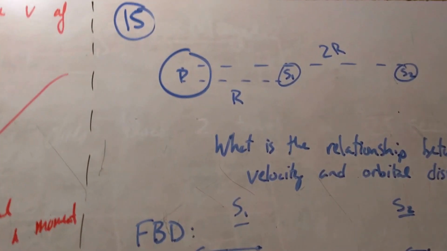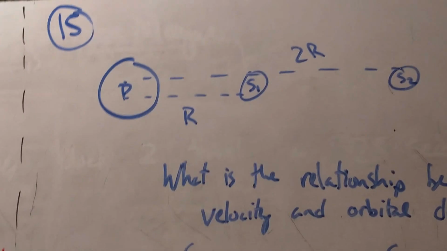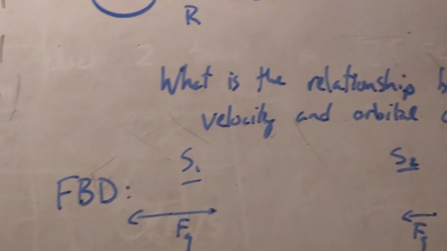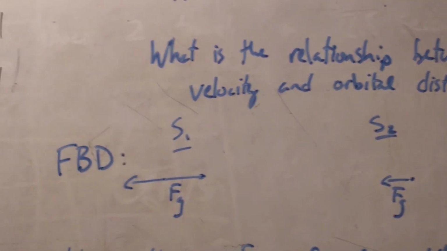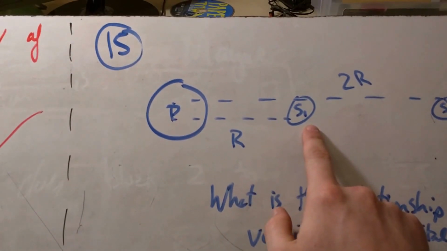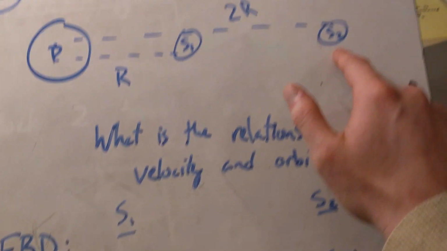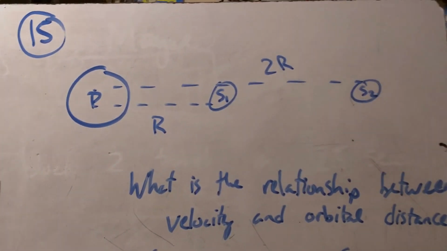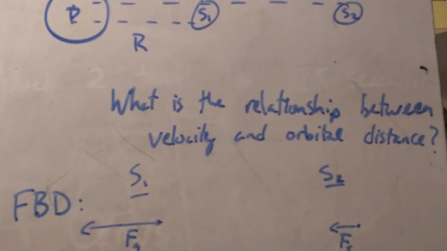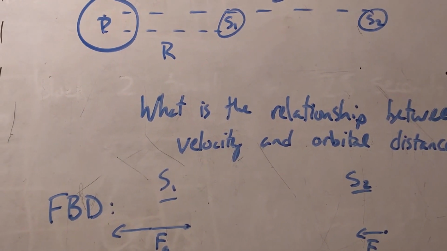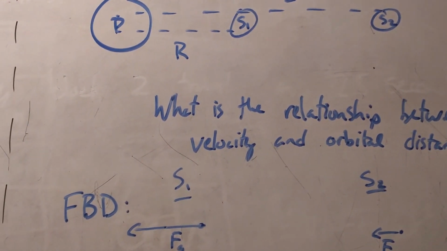For 15, we have a planet and two satellites in orbit about that planet. And I asked, what's the relationship between the velocity and the orbital distance? Meaning, if this satellite here is traveling with a velocity v, what is this satellite's velocity when it's 2r away from the planet? So we should draw some free body diagrams. Notice that the force of gravity on S2 is 1/4 the size of that of S1.